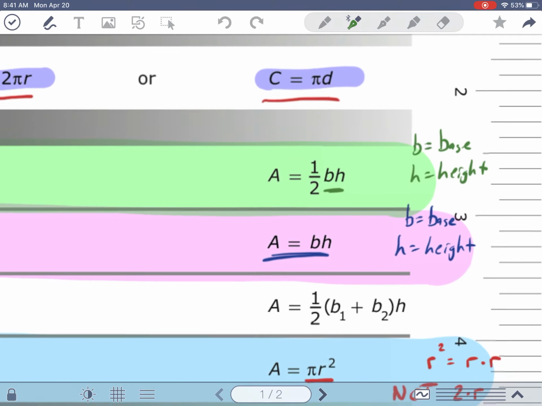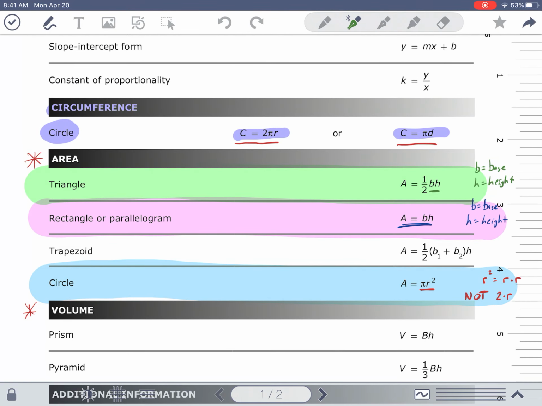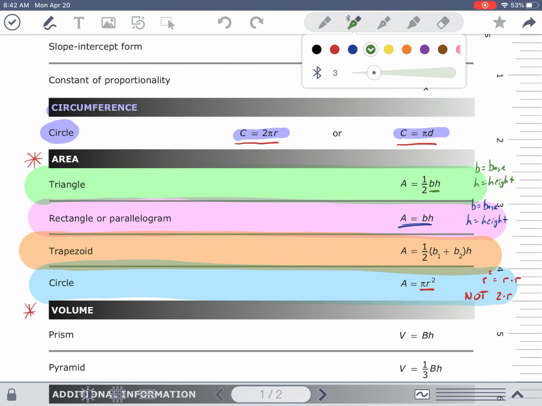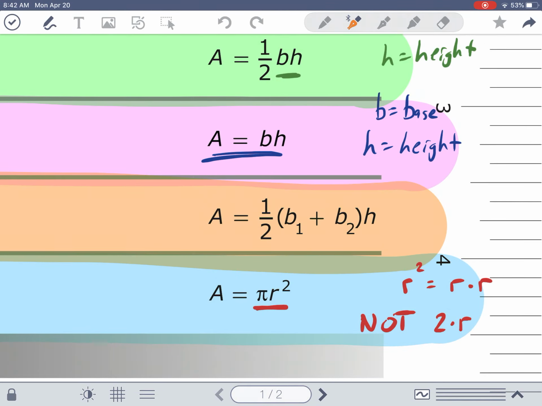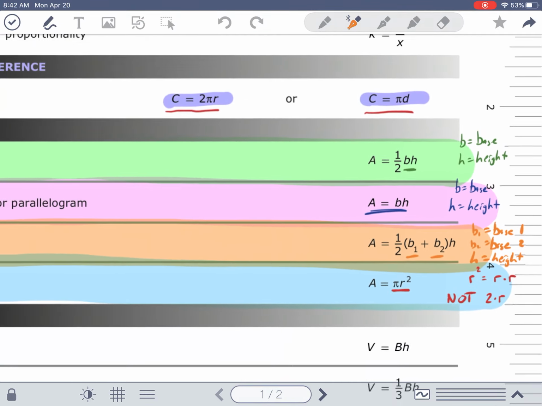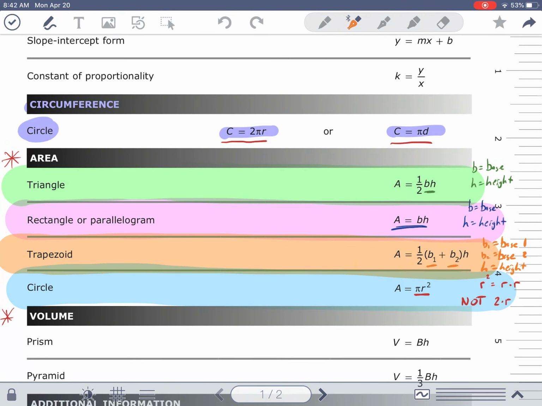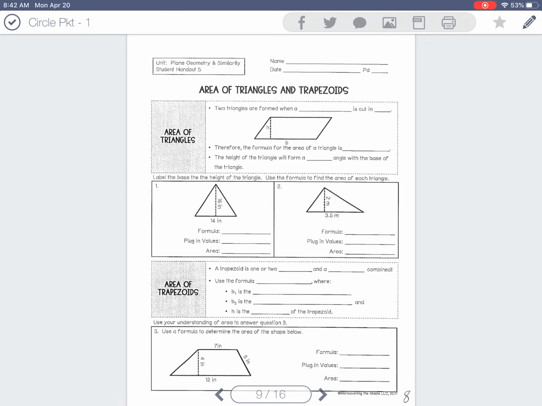When we look at a trapezoid, it's a similar but a little bit different formula. You've got two B's and an H. B1 is base 1, B2 is base 2, and H again is the height. All of this is on our star reference sheet, and we're going to go through some examples and through our notes. All right, let's go ahead and get back to it.